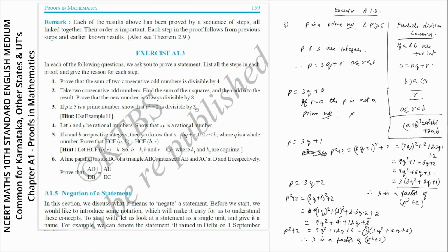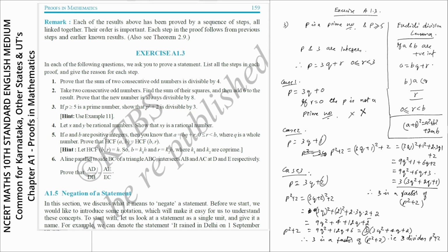That means 3 divides p square plus 2. So this is case 1, this is case 2, this is case 3. When we divide a prime number by 3, we will never get remainder 0. That's why we won't consider case 1. But if we divide a prime number by 3, we'll get remainder 1 or remainder 2. That I have shown here. This is remainder 1 and here we got remainder 2.